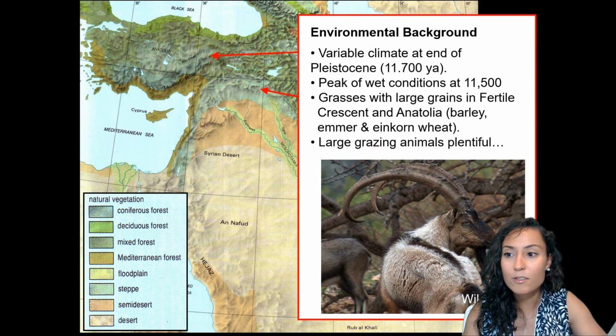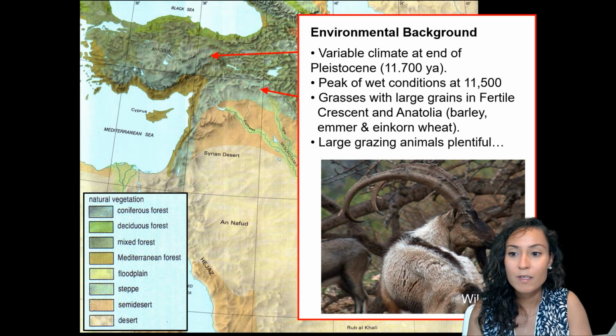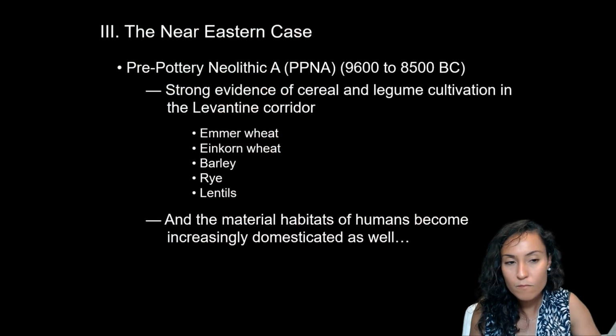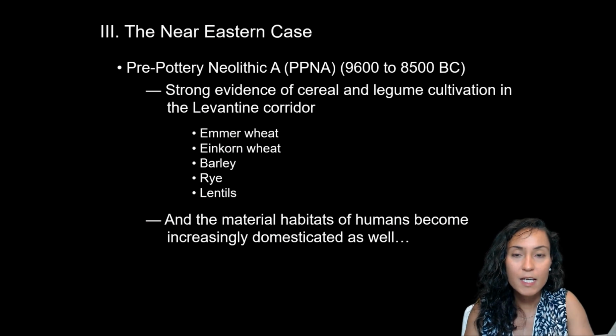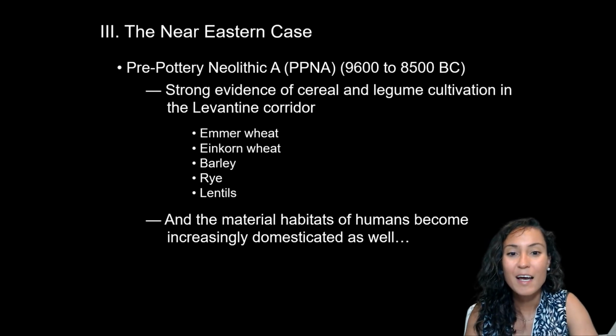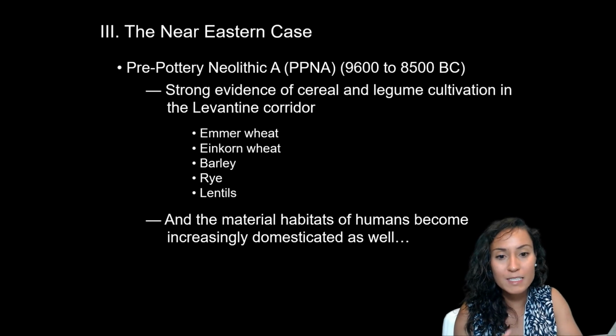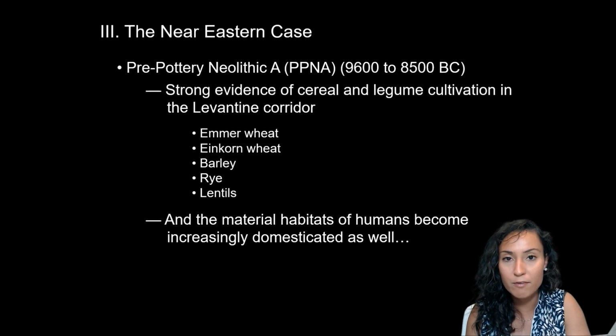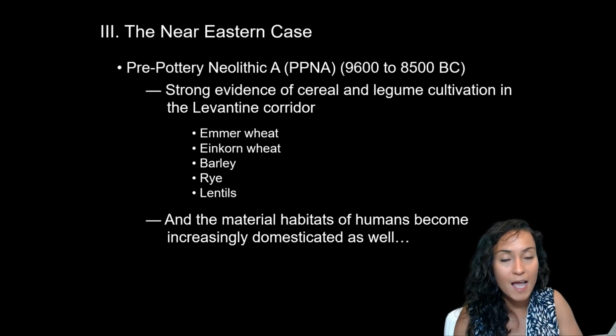Also during this time, there are large grazing animals moving around Southwest Asia. Animals like goats and oxen, which also later become domesticates. So this period in human history is referred to by archaeologists as the Pre-Pottery Neolithic, which stretches from roughly 9600 to 8500 BC, so before Christ or before present. Neolithic here, in this term Pre-Pottery Neolithic, refers to the development of agriculture in particular.